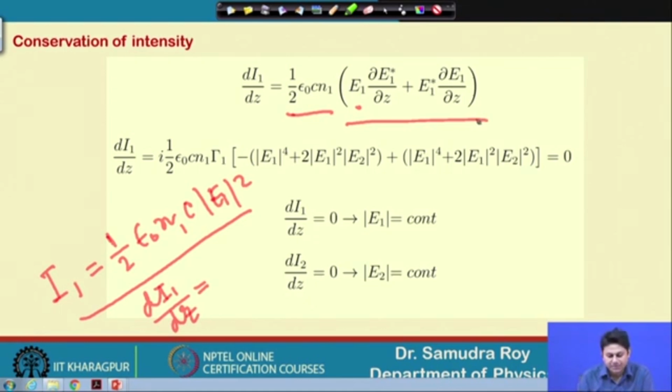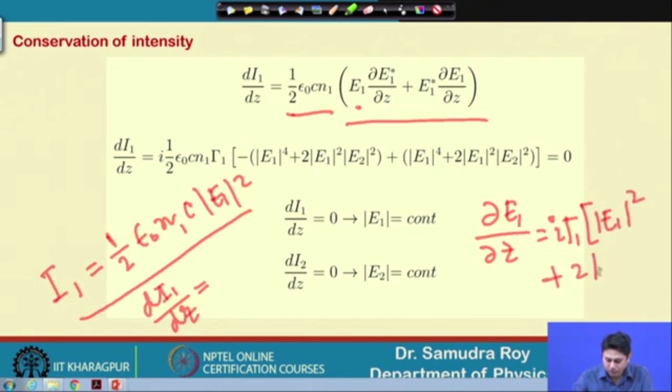Once we have this, the next thing is the derivative from the cross phase modulation. This quantity is known, and we know that it is equal to i gamma 1 [mod of E1 square plus 2 mod of E2 square] E1. This is the differential equation we derived in the previous slide. So, we will just put these things into this equation. In the first equation there is a star, so if I take the star of that, the right hand side will be the complex conjugate. So, i will be replaced by minus i, and this E1 will have a star.